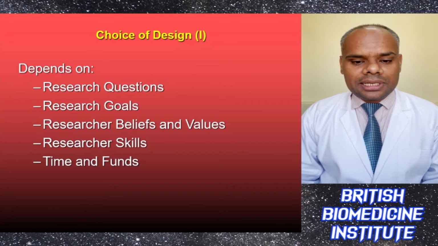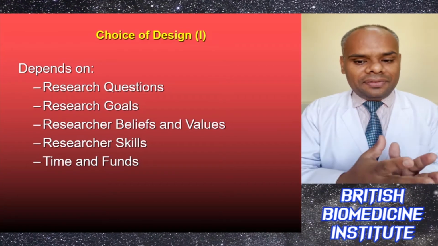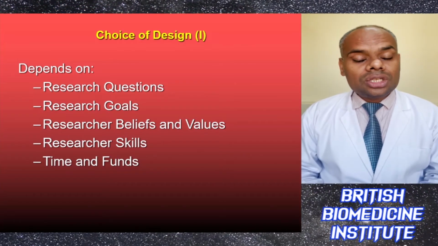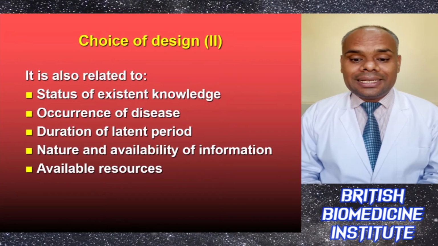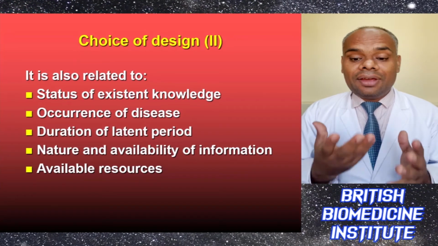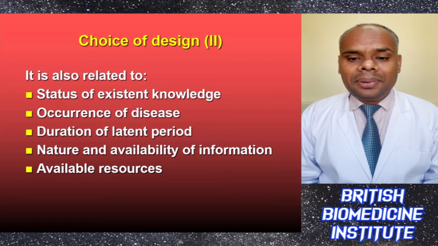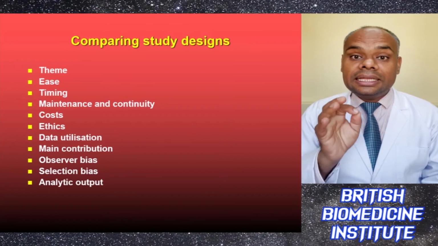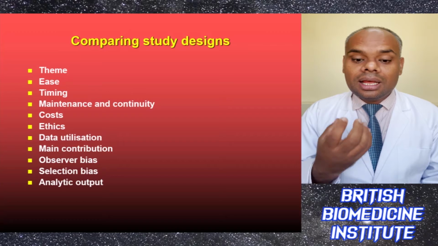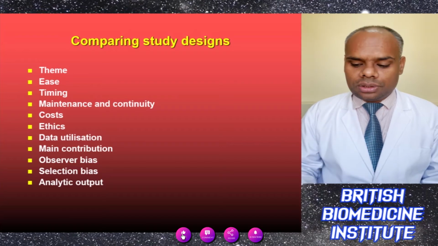So the choice of design entirely depends upon the research question, research goal, researcher benefits and values, researcher skills, time and funds. It is also related to the status of existing knowledge, occurrence of disease, duration of latent period, nature and availability of information, and the available resources. So while comparing the study designs, we look for theme, ease, timing, maintenance and continuity, cost, ethics, data utilization, main contribution, observer bias, selection bias, and analytical output.